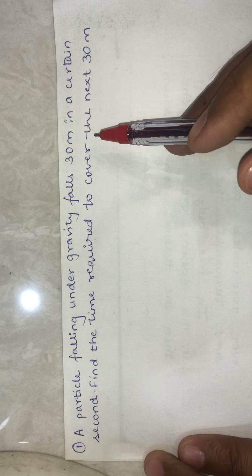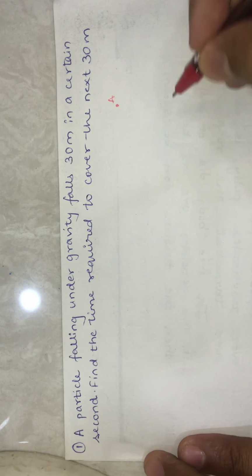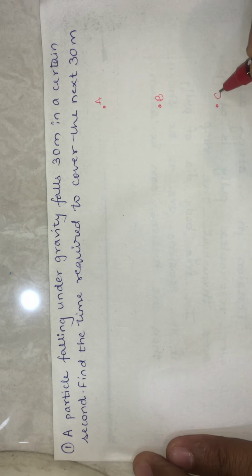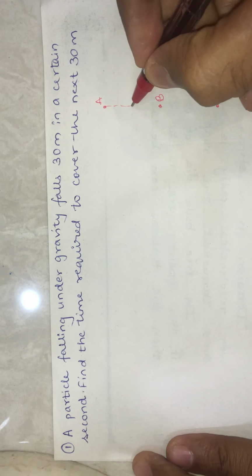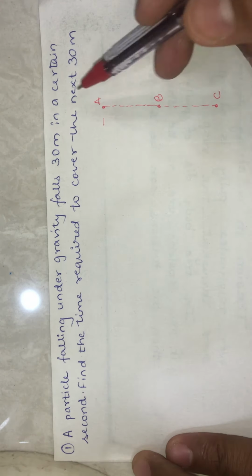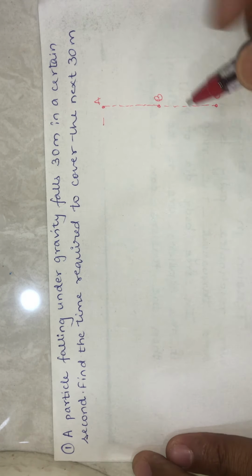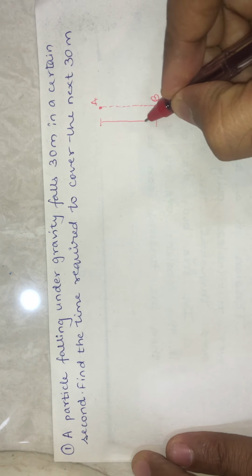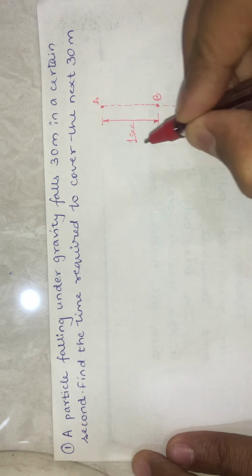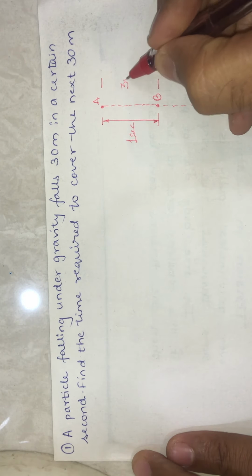If we see this problem diagrammatically, let's take this point as A, this point as B, and this point as C. Starting from here, as the question mentions that in a certain second, we'll consider it as 1 second. So this distance is traveled in 1 second. The distance traveled is your 30 meter.